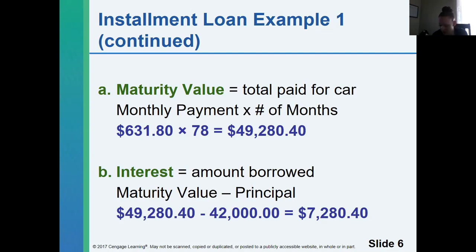The interest is the maturity value minus the principal. So that $49,280.40, and you subtract the $42,000 that the car cost. So the amount of interest you pay for this car is $7,280.40. That's how much money the bank is making off of you.